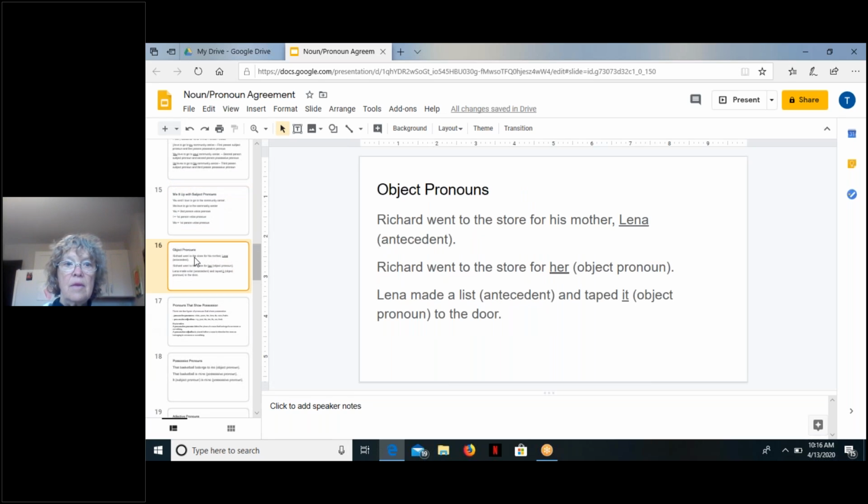Now we also have object pronouns, and we'll go back to Richard and Lena. Richard went to the store for his mother, Lena. Lena, in this case, is not the subject of this sentence. She is the object. So when we replace Lena with the pronoun, we're going to use a different pronoun. Richard went to the store for her. It's an object pronoun. And in the same way, Lena made a list, being the antecedent, and taped it, an object pronoun, to the door.